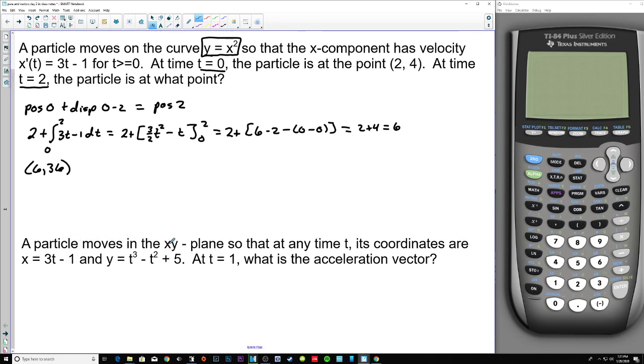A particle moves in the xy plane so that at any time t, its coordinates are 3t minus 1 for x and t to the third minus t squared plus 5 for y. At t equals 1, what is the acceleration vector? Well, the velocity vector is 3, 3t squared minus 2t. And then the acceleration vector is 0 and 6t minus 2. Now we're going to evaluate that when t is equal to 1. That's equal to 0, and then 6 times 1 is 6, minus 2 is 4.